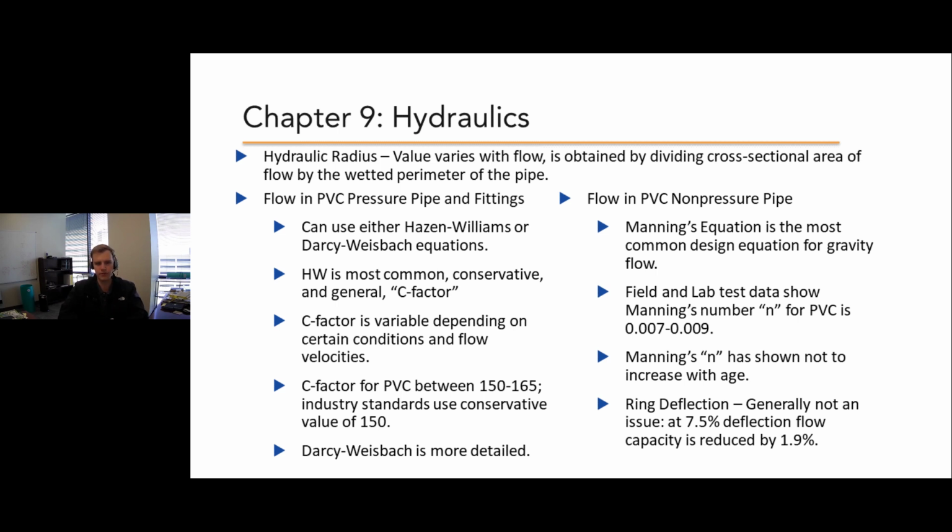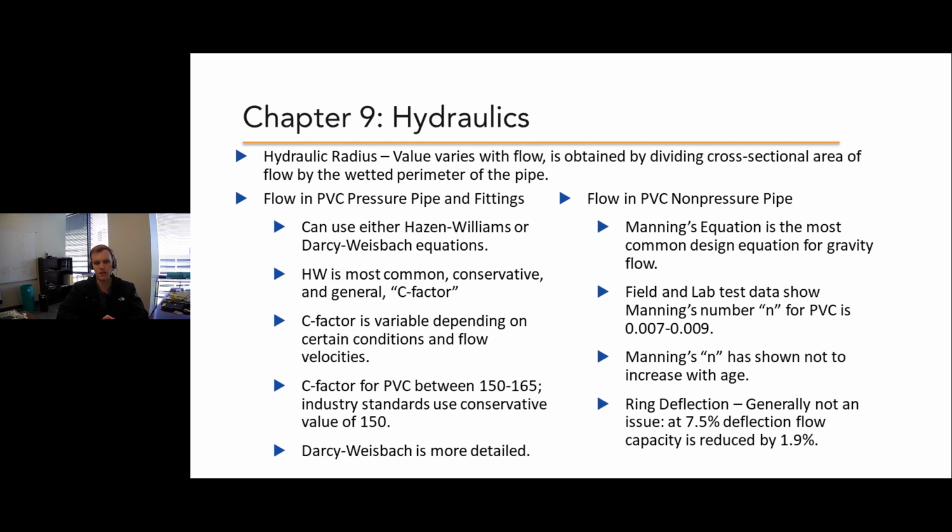For pressure pipe and fittings, you can generally use either the Hazen-Williams or Darcy-Weisbach equations. Generally, we refer to the Hazen-Williams equation because that's the most common. That's the C factor that everybody's familiar with. And one thing that I think isn't often considered is that the C factor is actually variable, depending on certain conditions and flow velocities. Most of the time, it's fixed in standards and specifications at a certain value. The general industry recommendation for PVC is a C factor of 150.